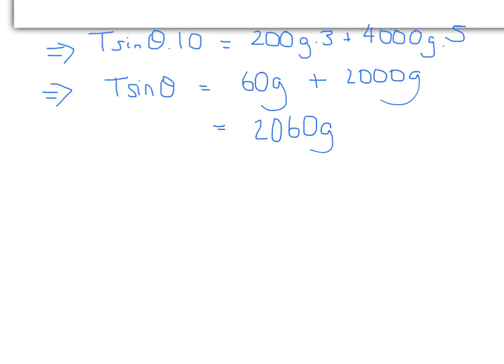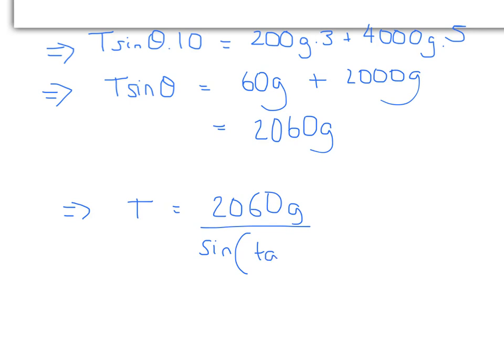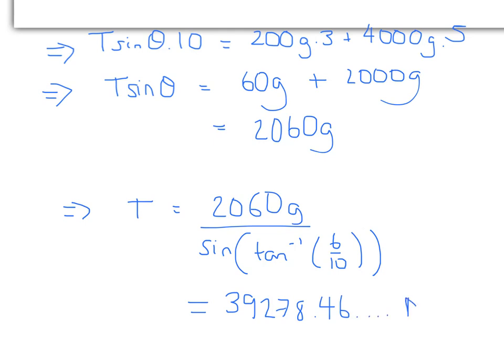So the final step, we want to calculate T. Got our expression here, and if we remember from earlier, we had our expression for that angle, so the inverse tangent of 6/10, which you can work through, which gives you 39,278.46. And remembering tension is a force, so it's going to have the unit of newtons.